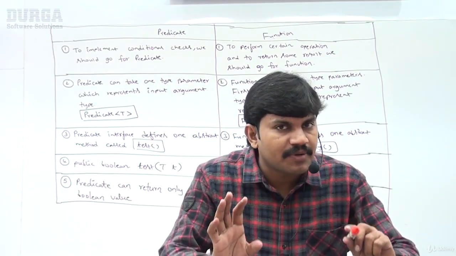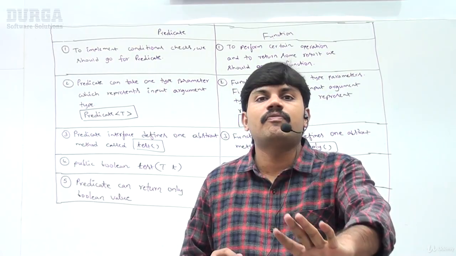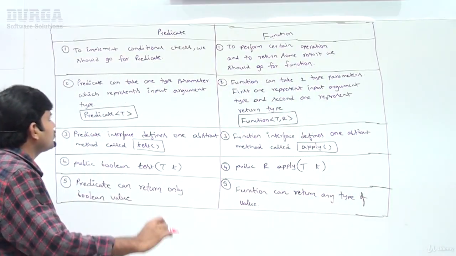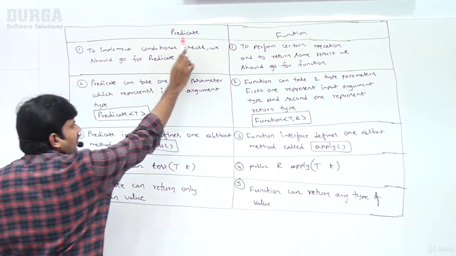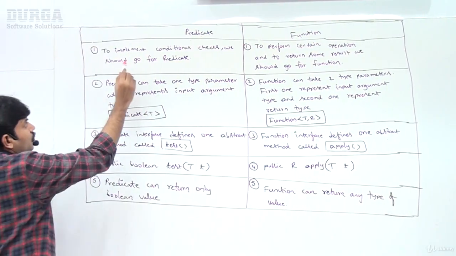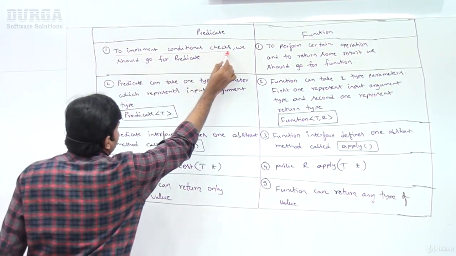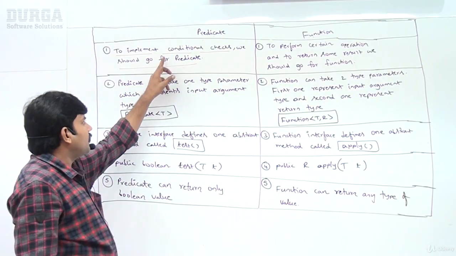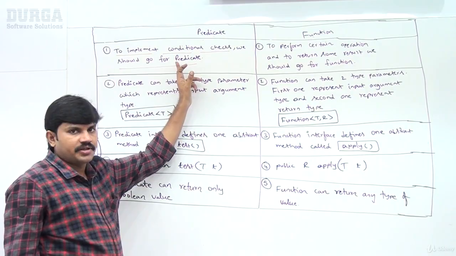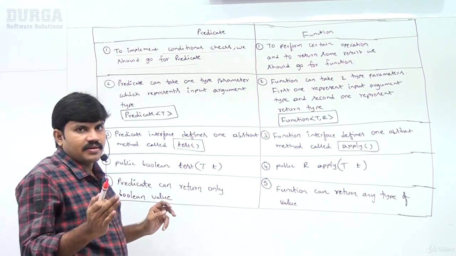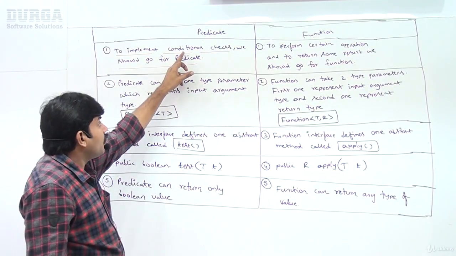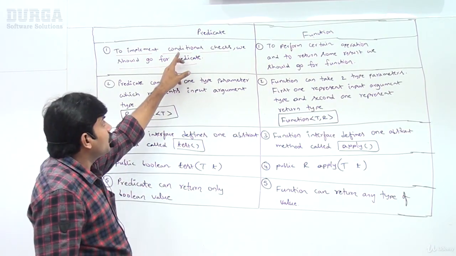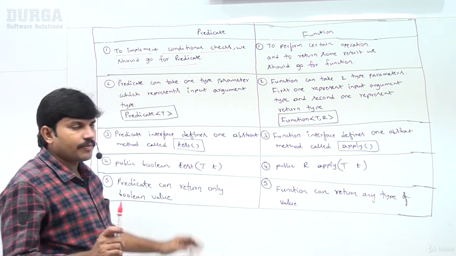Are you getting it? Let me summarize all of this in a small table form so that you people can feel comfortable, right? Okay, have a look once. The first one is predicate, the second one is function. To implement conditional checks, we should go for predicate. Obviously, if you want to implement some conditional check, I want to check whether salary is greater than 10,000 or not, whether employee age is greater than 50 or not, something like that.